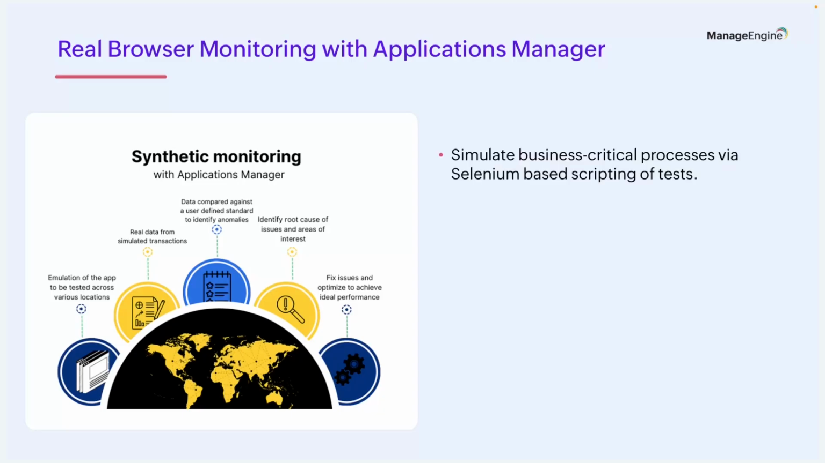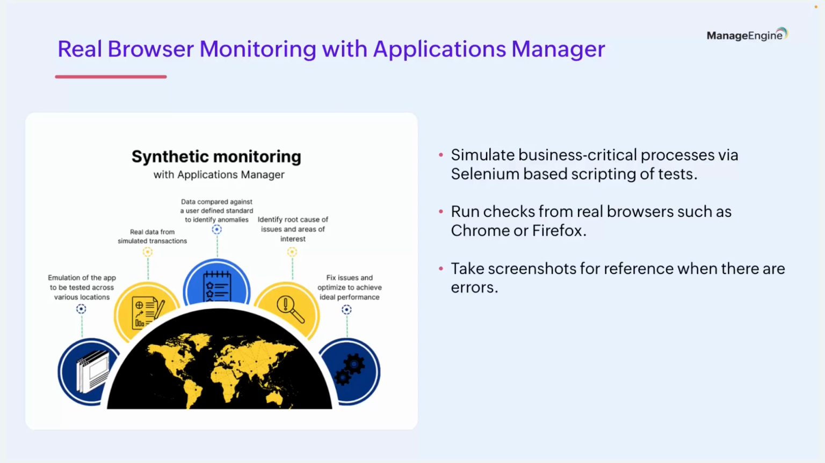So the first step basically involves a web transaction recorder in which you'll have to record the critical transactions. Every action that we perform will be recorded, be it hovering, clicking on a particular element, all of these will be seen on a Selenium-based scripting file. Then it runs checks from real browsers such as Chrome or Firefox. So Applications Manager opens up a real browser in which it plays a recorded transaction again and again to identify in case any error is occurring or not. During the playback, data collection takes place and all performance metrics are then published on your monitoring dashboard. It also lets you take screenshots during the playback in case of any errors.